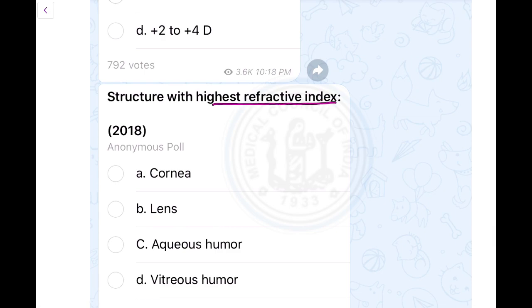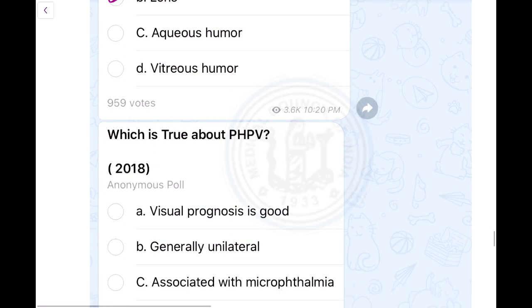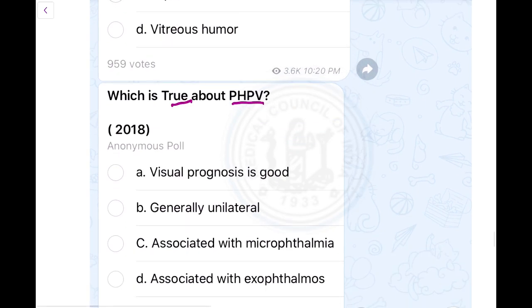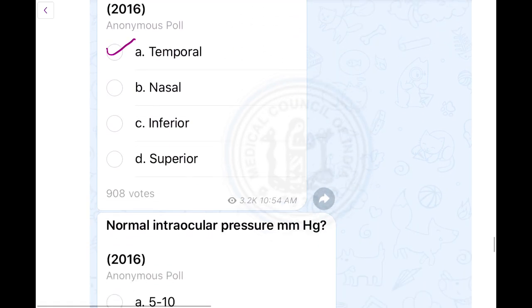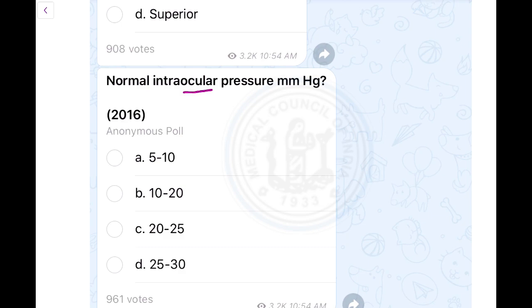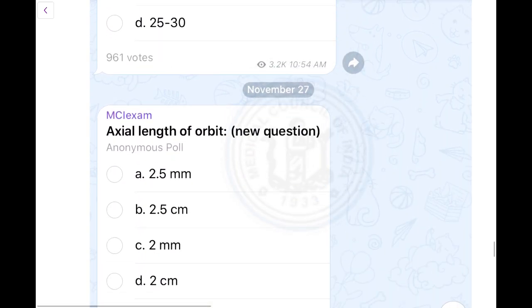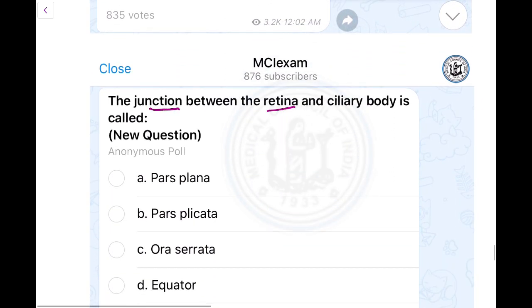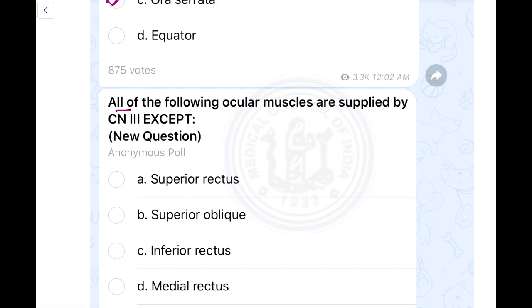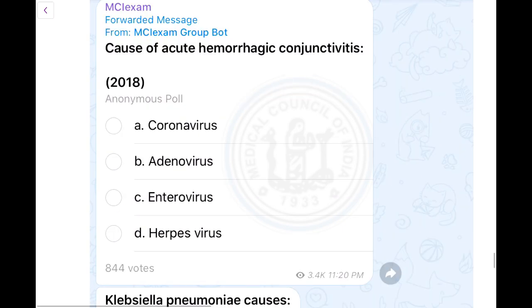Structure with highest refractive index is lens. Which is true about PHPV? Associated with microphthalmia. Maximum visual field is seen in temporal. Normal intraocular pressure in mmHg is 10 to 20. Axial length of the orbit is 2.5 cm. The junction between the retina and the ciliary body is called the ora serrata. All of the following ocular muscles are supplied by cranial nerve 3 except superior oblique. The cause of acute hemorrhagic conjunctivitis is enterovirus.